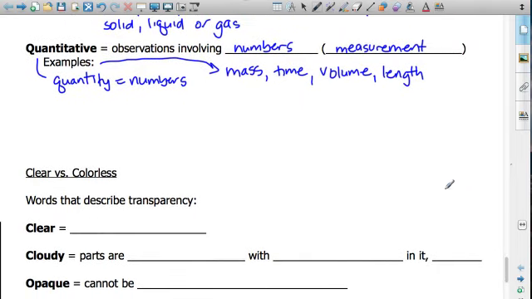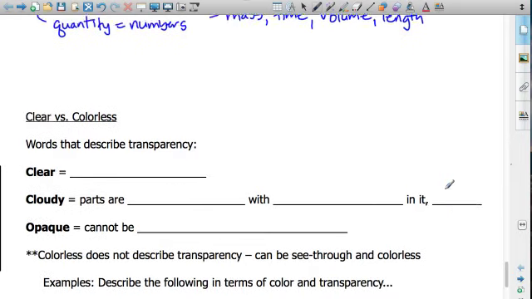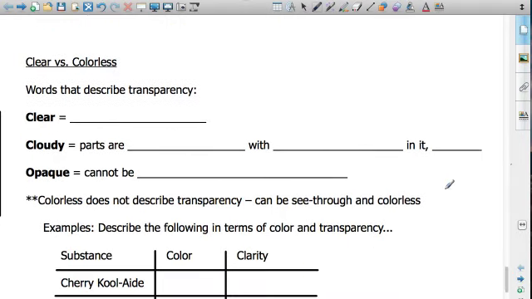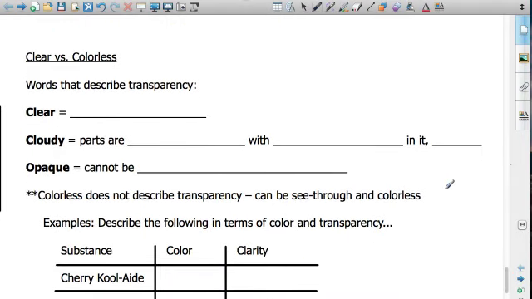Okay, when we make qualitative observations, often we're talking about color, and a common misconception is the word clear versus colorless. They do not mean the same thing. Clear describes transparency. Okay, so there are 3 ways to describe the transparency. We can say something's clear, we can say it's cloudy, or we can say it's opaque.